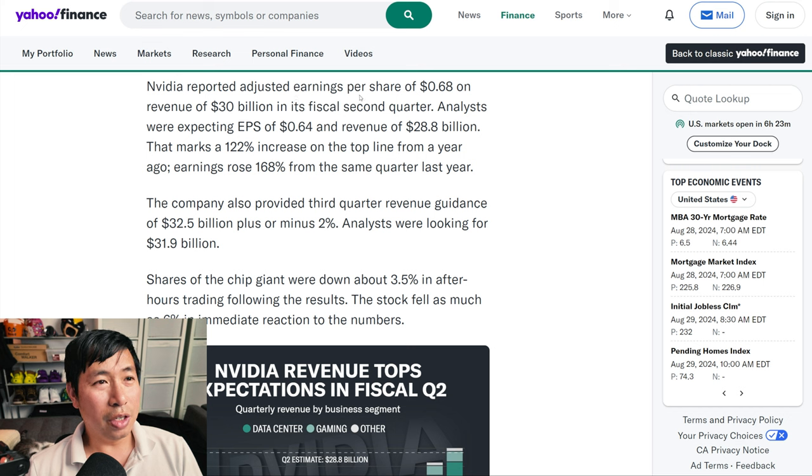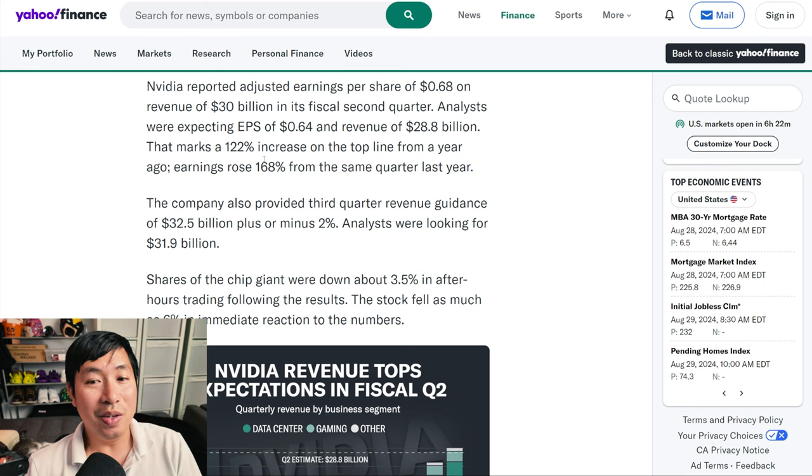Nvidia reported adjusted earnings per share of 68 cents on revenue of $30 billion in its fiscal second quarter. Analysts were expecting EPS of 64 cents and revenue of 28.8 billion. So it beat on EPS and it beat on revenue. That marks a 122% increase on the top line from a year ago. Wow. Earnings rose 168% from the same quarter last year. That's a huge increase from the same time last year.